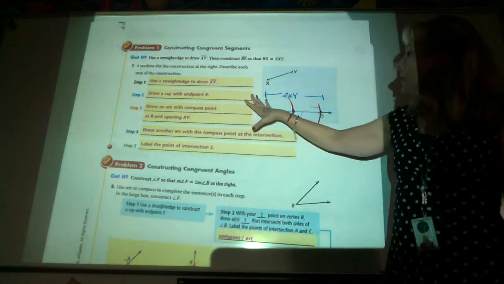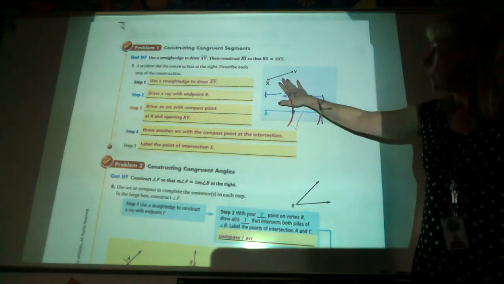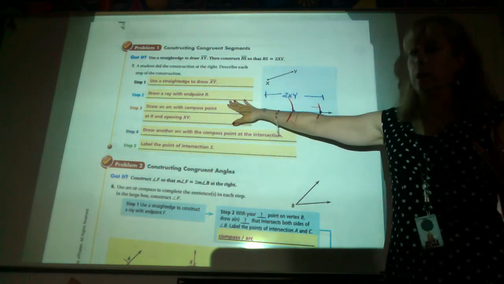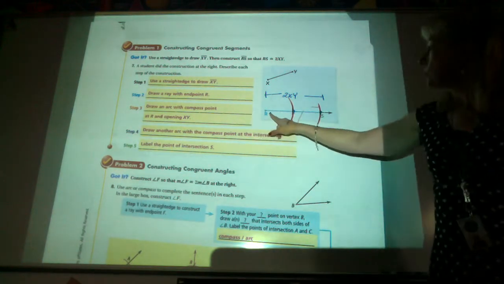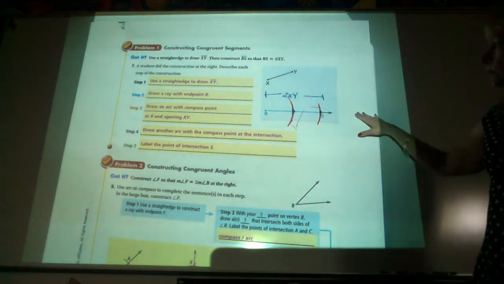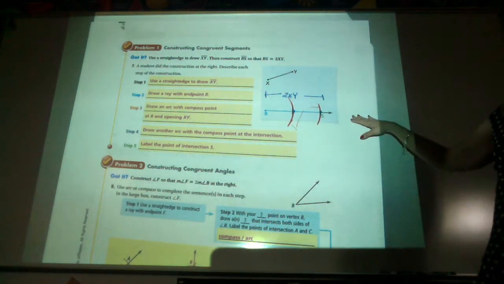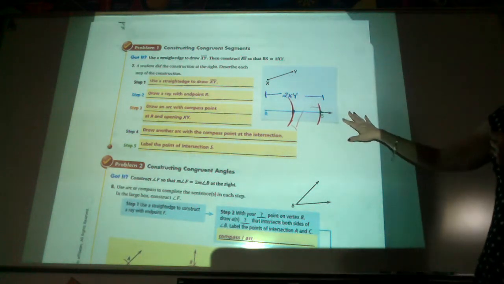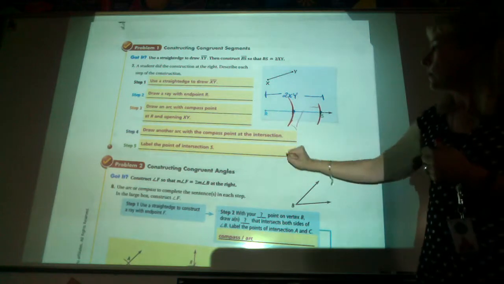And then we need to create another segment that's twice that length. So they just created a ray. You could have drawn a line segment, it doesn't matter. But they chose to do a ray rather than a line. You can make that line as long as you want, fairly long, definitely much longer than that one, and then put that endpoint R.